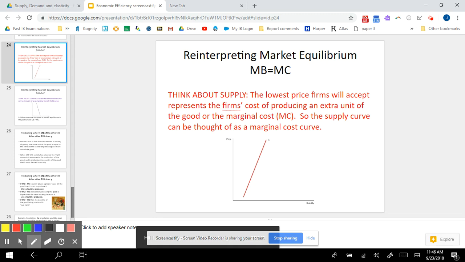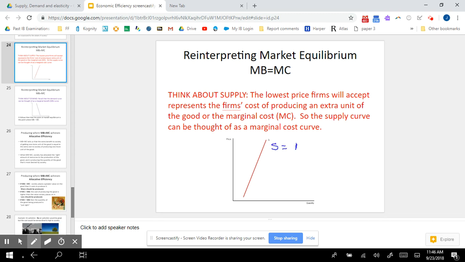So if we think about supply, the lowest price firms will accept represents the firm's cost of producing an extra unit of the good, or the marginal cost. So the supply curve can be thought of as a marginal cost curve. So we could say supply equals marginal cost.